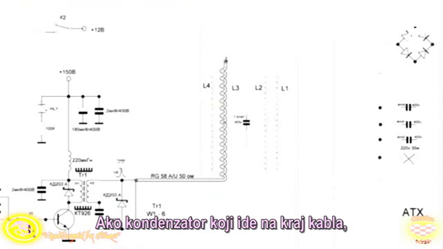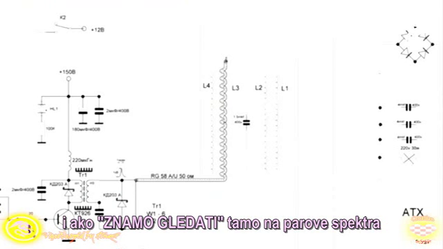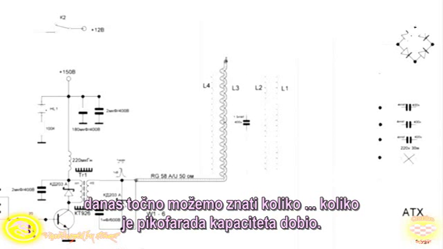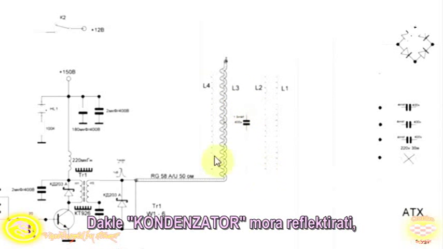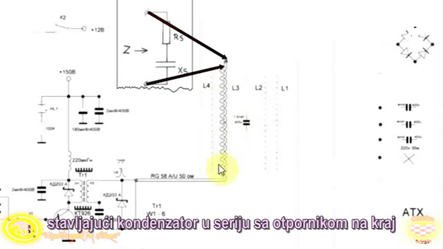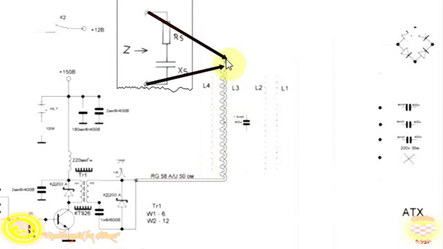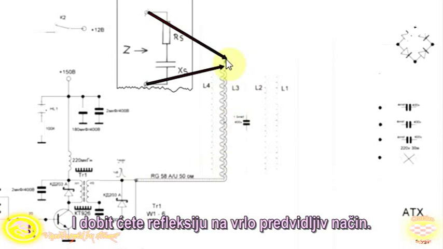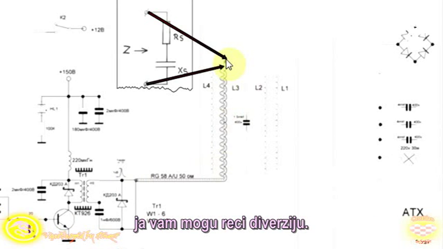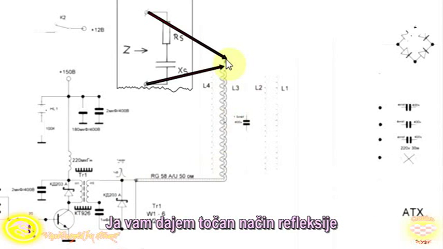That's a capacitive load on the end of that cable. And by how much it gives you this effect, you can tell exactly how many picofarads of capacitance it's got. So a capacitor plus reflect. If now you put a capacitor in series with a resistor, you're still going to get a phase shift, you're still going to get a reflection, and you're going to get a very predictable amount of reflection. I can tell you the equation that gives you the exact amount of reflection.